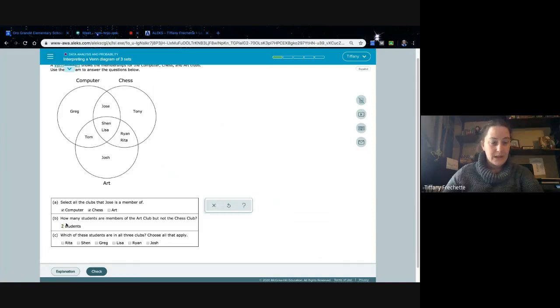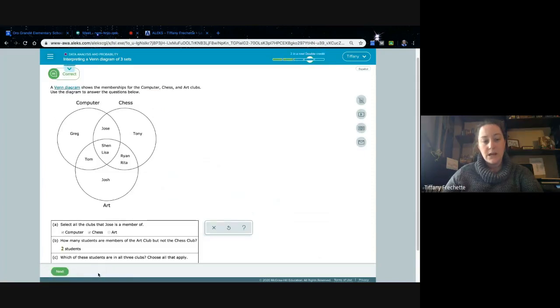Okay. And which of the students are in all 3 clubs? So remember, all 3 clubs means that the bubbles all have to overlap. So in order to be on all 3, they have to be in the middle here. So we have Sheen and Lisa. Check. Yay. Okay, one more.